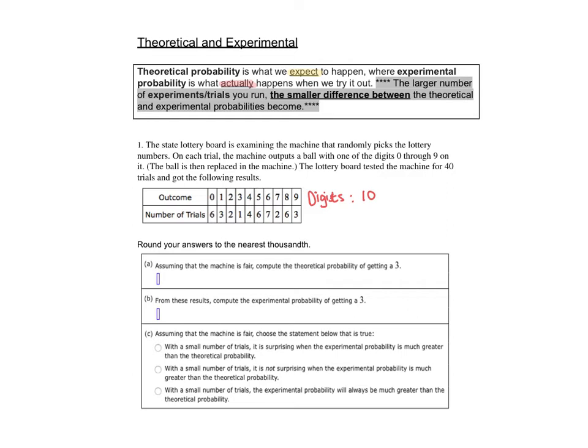Now you're rounding your answers. This is the number of trials, and that is 40. Assuming the machine is fair, what is the theoretical probability of getting a 3? How many 3s are in the list of digits? There is 1 out of 10 numbers. That's the theoretical probability of getting a 3. But what was the experimental probability? What actually happened?